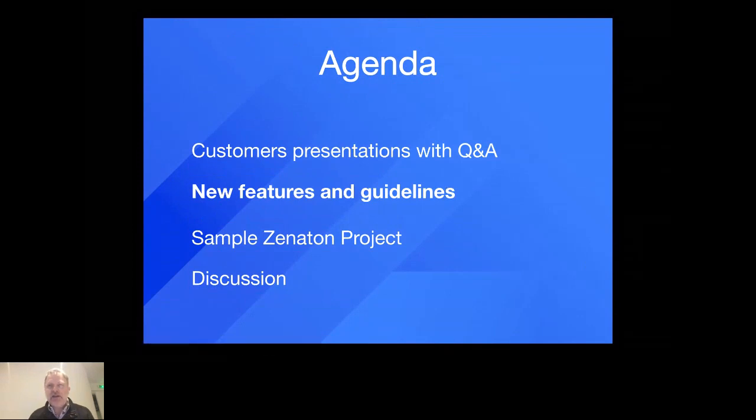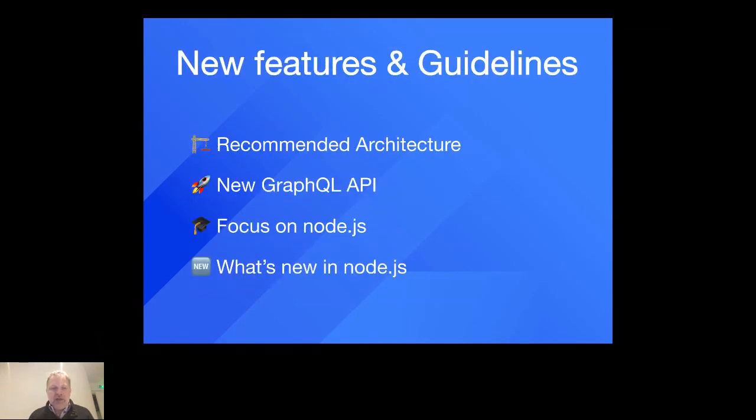Next step is a sort of preview or presentation of the new features and some guidelines. It will be basically about a recommended architecture, how to use Zenaton. You will see that we are now exposing a new GraphQL API. It's only a beginning because this API will extend to even more exciting features. But it's, I would say, a first step to an API-first product.